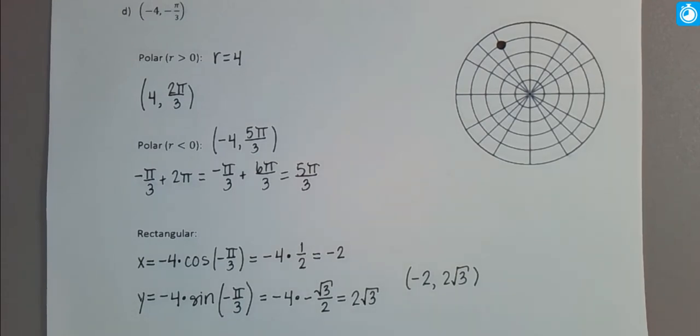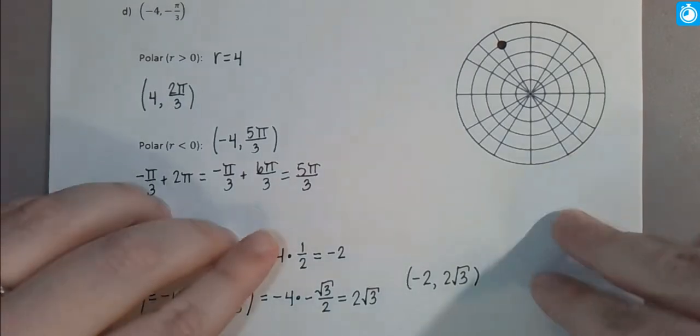So that gives you an example of all the different situations you can see in terms of graphing. Different signs for r, different signs for theta, how we convert to rectangular coordinates, how we find other polar representations. So now let's talk about converting in the other direction.